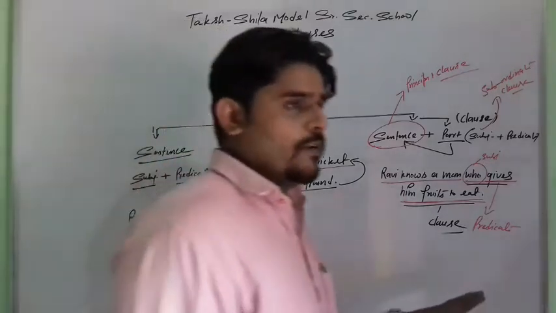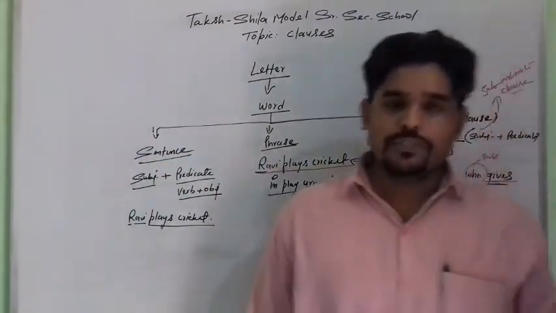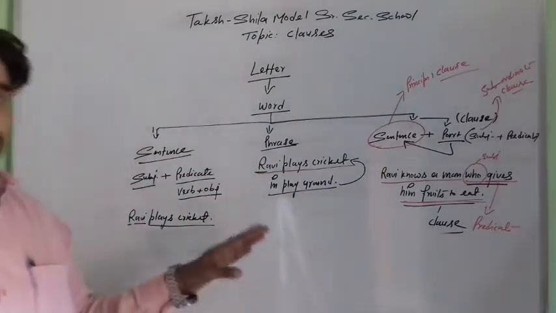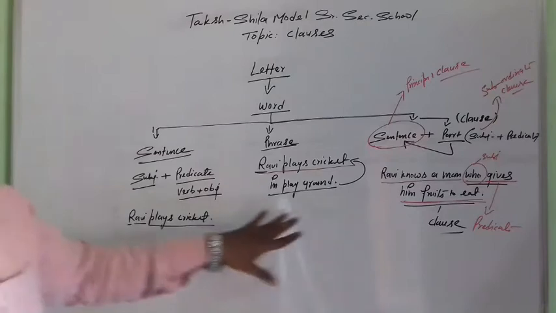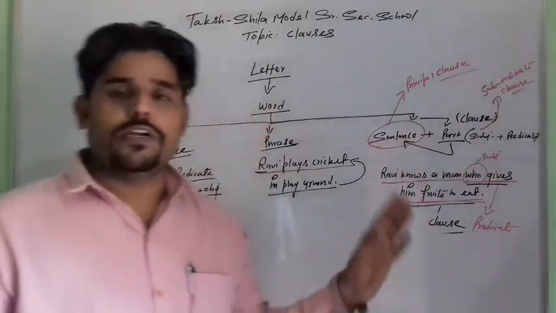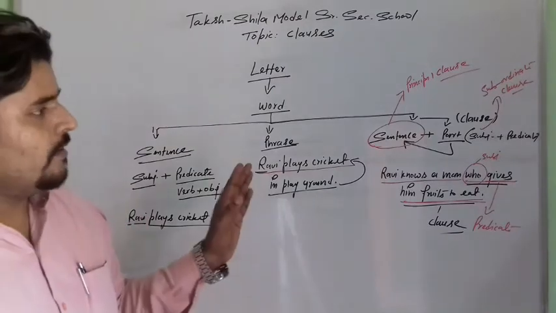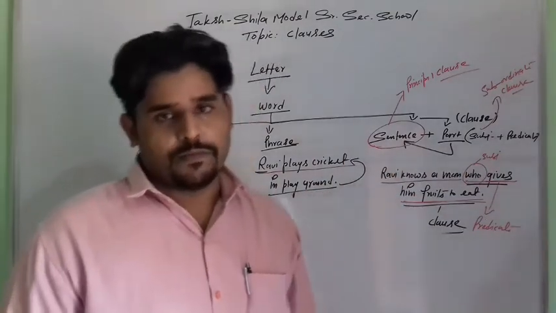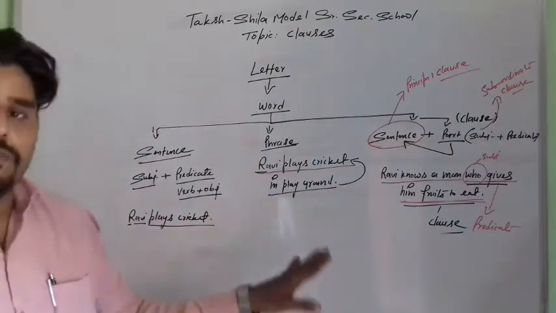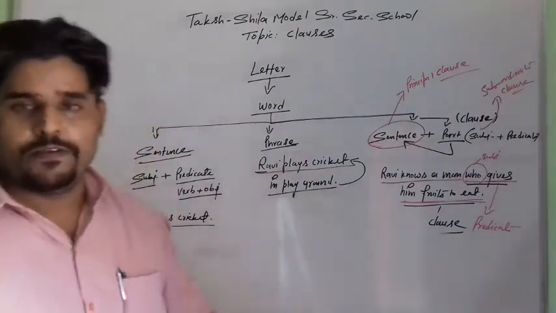दूसरा हमारा कोऑर्डिनेट क्लॉज होती है जिसके अंदर कोऑर्डिनेटिंग कंजंक्शन का यूज होता है लाइक एंड, बट, ऑल्सो. और उसके बाद हमारे पास सबऑर्डिनेट क्लॉज होती है जिसके अंदर सबऑर्डिनेटिंग कंजंक्शन लगते हैं राइट. और इसमें तीन टाइप की क्लॉजेज हमारे पास सामने आती हैं. तो हम सबऑर्डिनेट क्लॉज के तीन पार्ट्स को पढ़ेंगे जो हमारे सिलेबस में अभी दिया हुआ है.